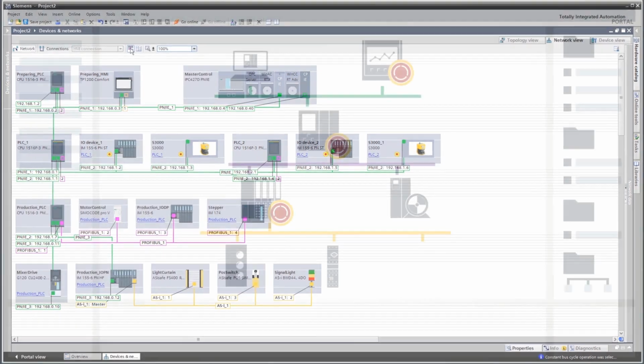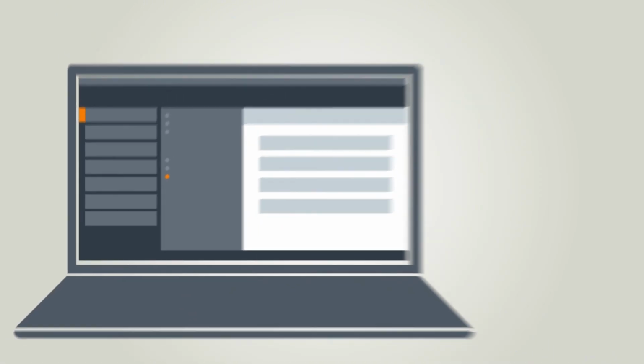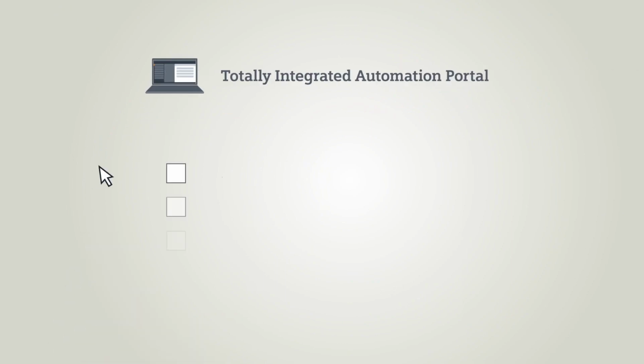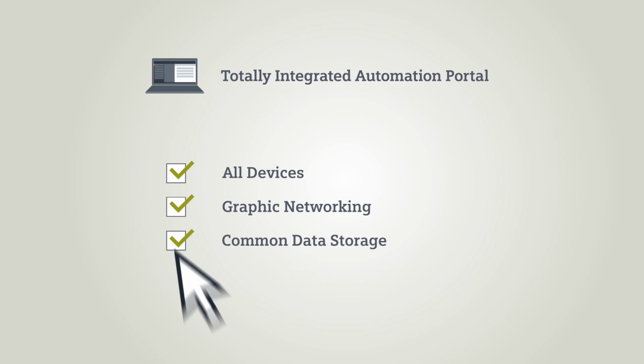As you have seen, the configuration of complex systems has never been easier than with the TIA portal. You can configure all your devices with one single engineering system and can then network them graphically. Plus, common data storage will keep your entire project consistent at all times.